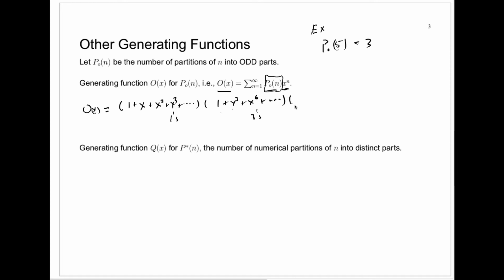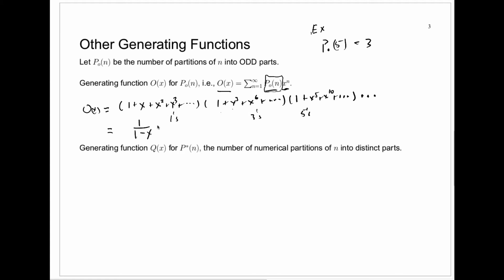We can't use any 4s, but then we'll go on to 5s. We can have a 1 plus x to the 5th plus x to the 10th, and we keep going as many 5s as we want, and we keep going. Just like before, it's an infinite product of power series. And if we want, we can write that as 1 over 1 minus x. That's just what this power series represents. You learned in calculus that this 1 over 1 minus x function is exactly equal to this power series involving x, at least when the absolute value of x is less than 1. So as a formal power series, we'll just write that this is the same as 1 over 1 minus x.